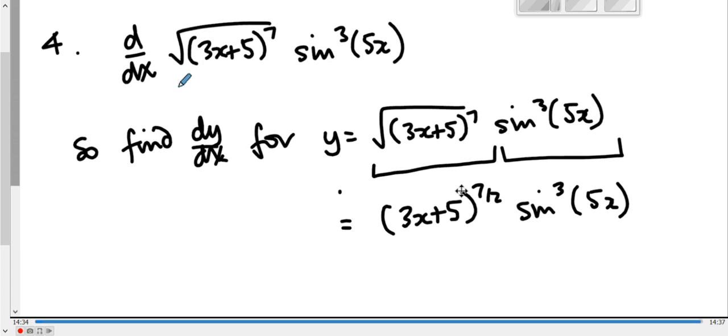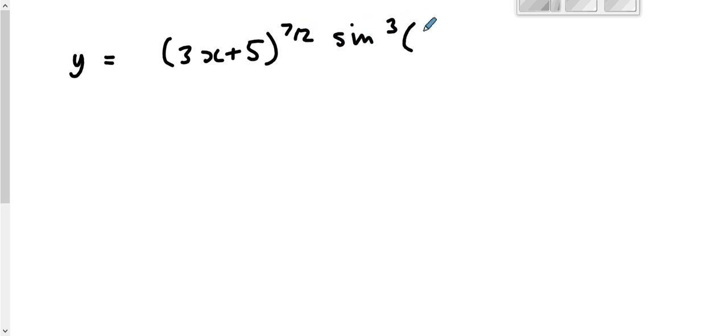So now we're back to our original problem. Let's have a go at solving this one. So let's just rewrite it on a new page. It's y equals (3x plus 5) to the power 7 over 2 times sine cubed 5x.